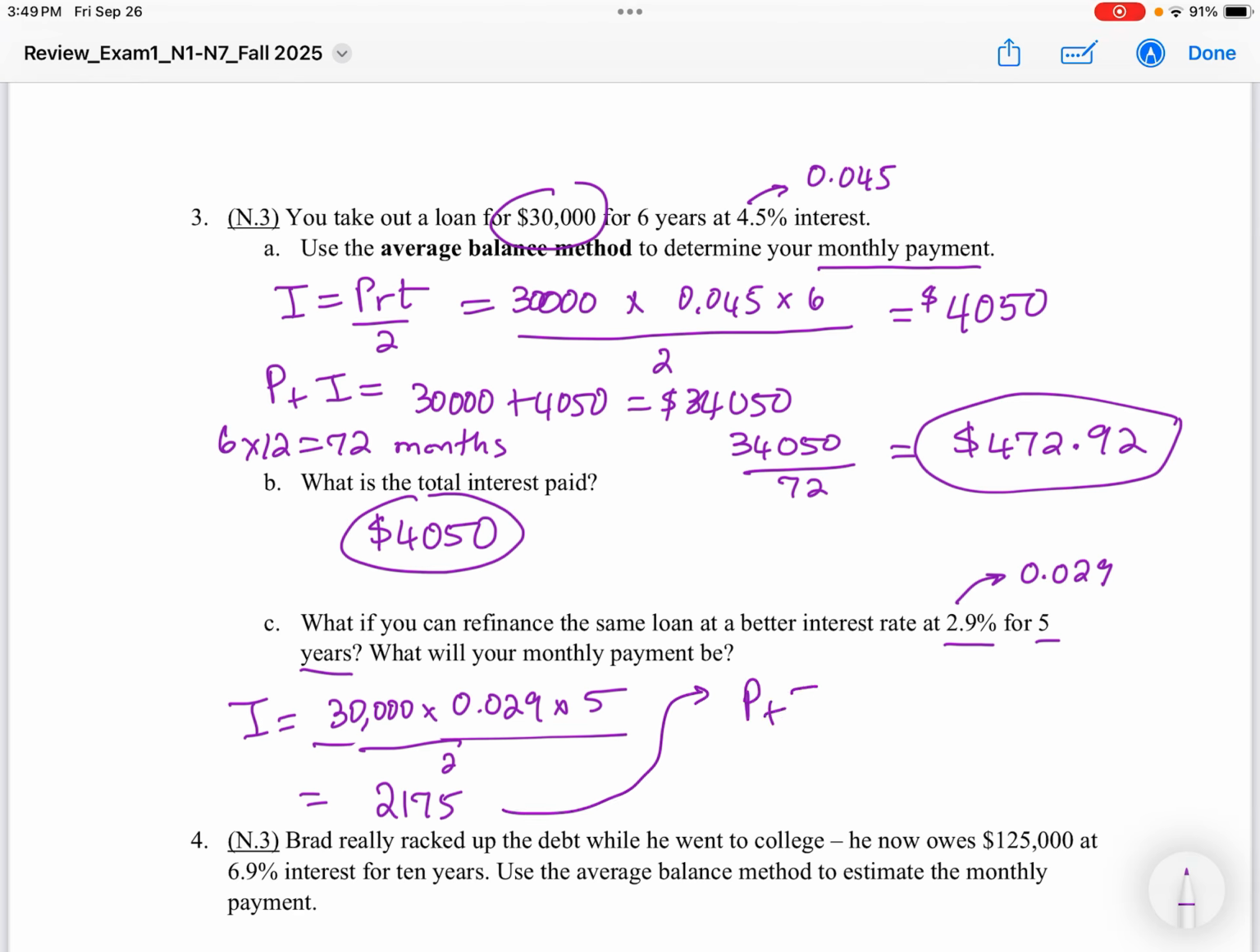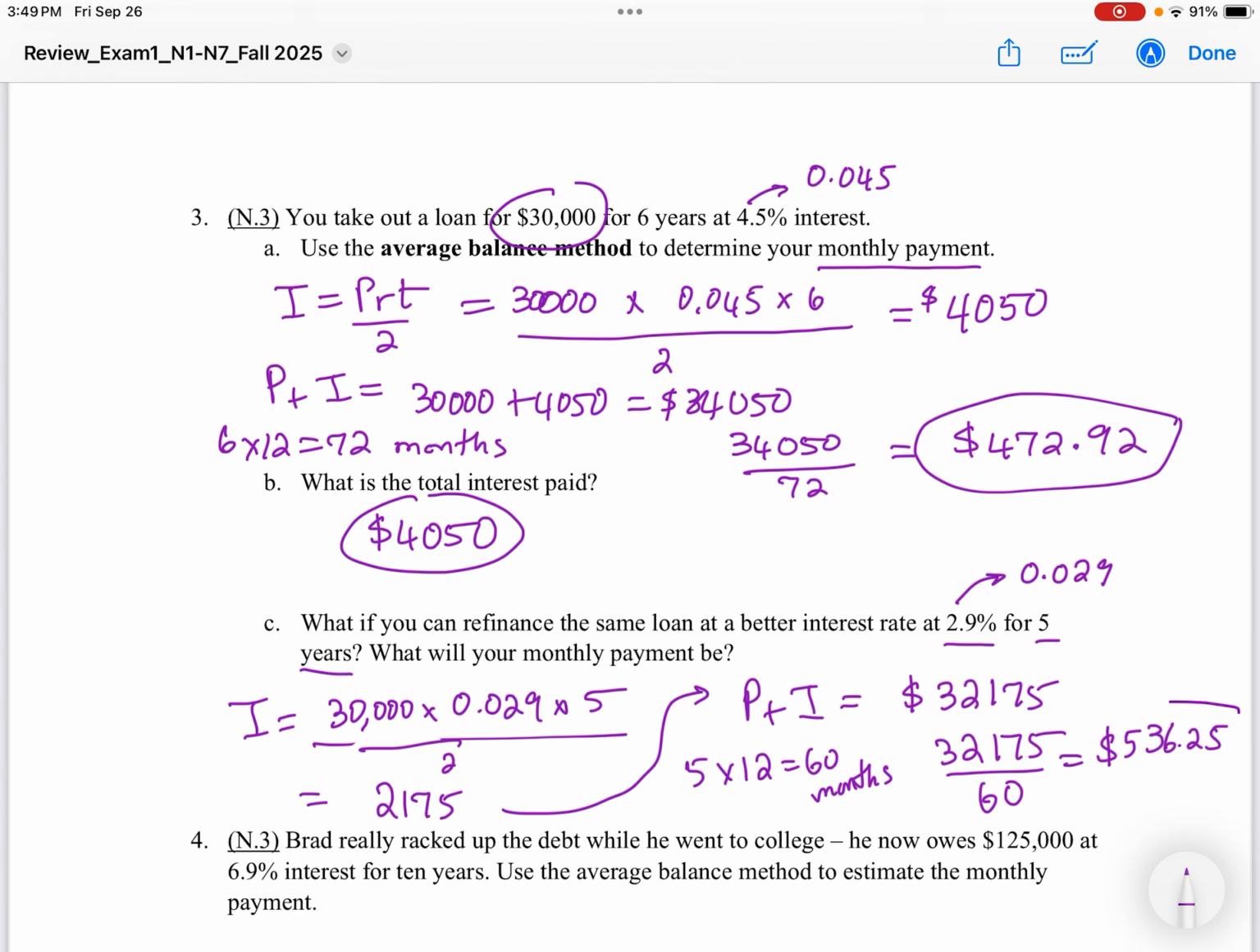So now we do P plus I, and that's going to give us 32,175 because we added to the principal. 5 years has 5 times 12 is 60 months. So you divide this by 60, and the amount is 536.25.